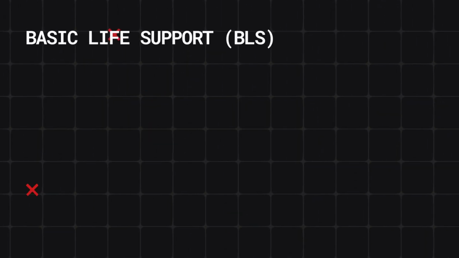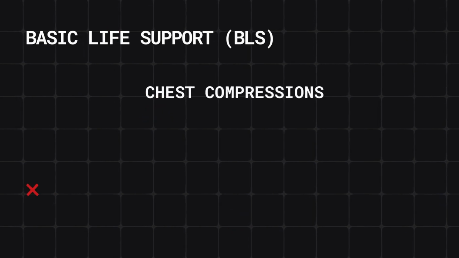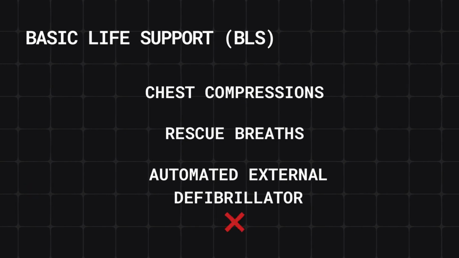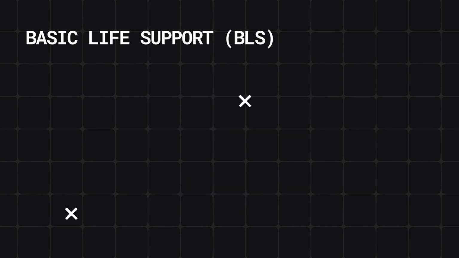It includes procedures and skills such as chest compressions, rescue breaths, and the use of an automated external defibrillator to help maintain someone's breathing and heartbeat until they can receive full medical care. This is the first step in a chain of survival that can save lives during cardiac or respiratory emergencies.